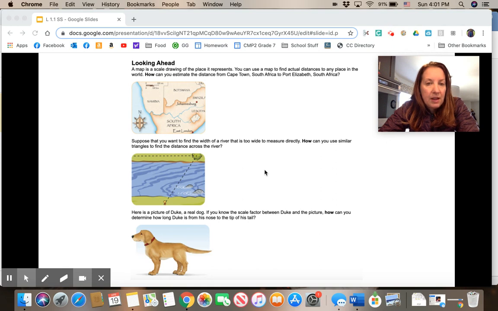Suppose that you want to find the width of a river that is too wide to measure directly. How can you use similar triangles to find the distance of the river? And here is a picture of Duke, a real dog. If you know the scale factor between Duke and the picture, how can you determine how long Duke is from his nose to his tail? These are the types of questions you'll be able to answer once we go through this book.